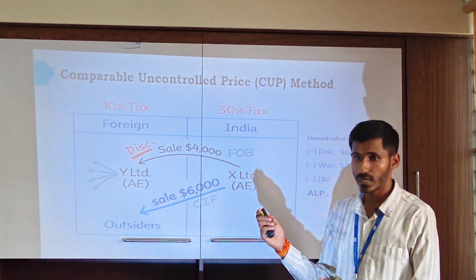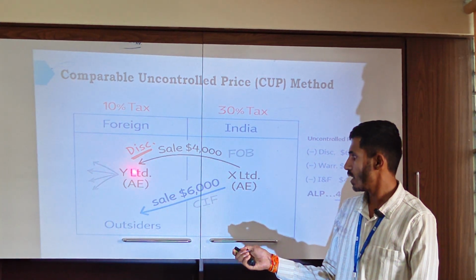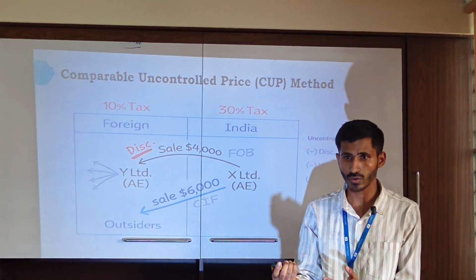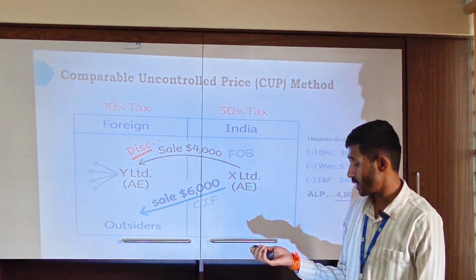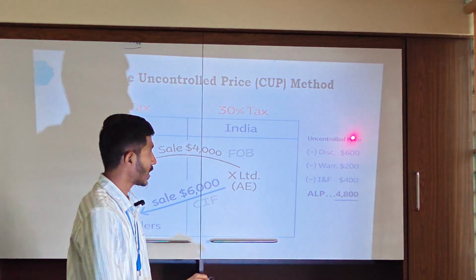This X Limited may say that this is our associated enterprise, so this Y Limited buys in bulk. We have given some discount also and warranty also. Then for arriving at the arm length price, what we will do is calculate the uncontrolled price.